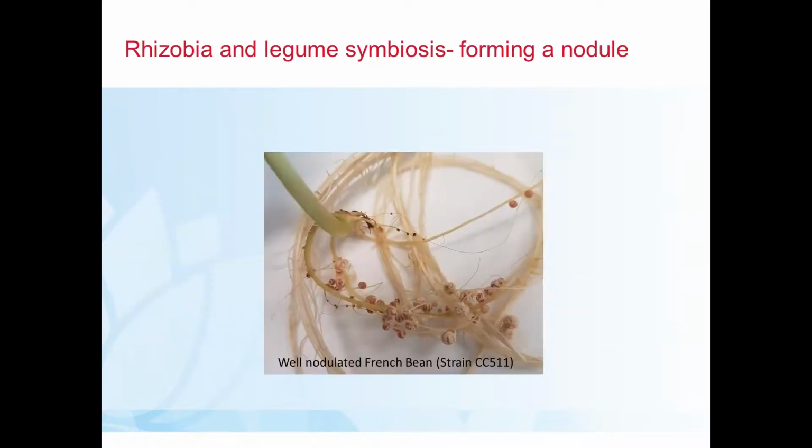Next is an example of a well-nodulated bean plant. You can see a large number of nodules in the crown of the roots, and they're pink, meaning that they contain a plant-produced compound called leghemoglobin, which is extremely important. It's essential to fixing nitrogen from the atmosphere into the soil.